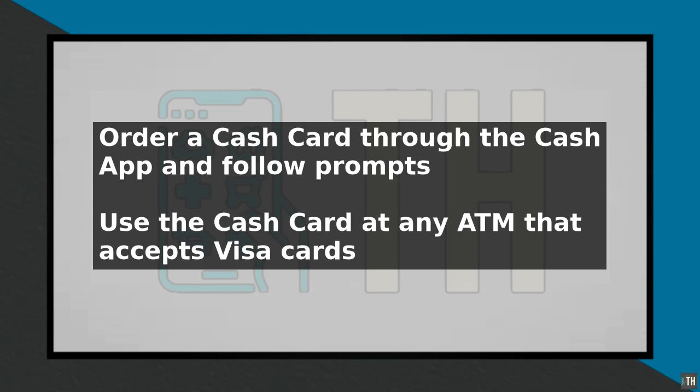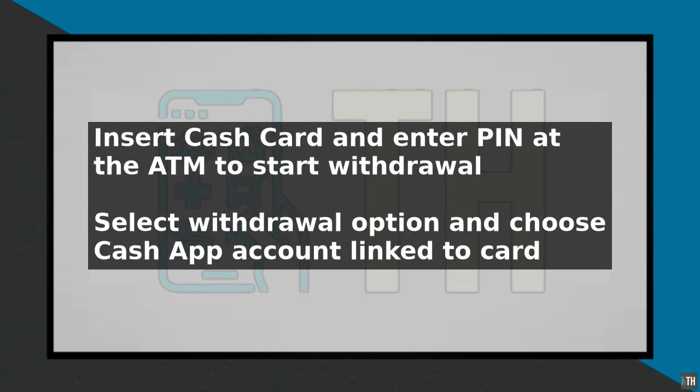Once you find an ATM, insert your Cash Card and enter your PIN. Next, select the withdrawal option from the ATM menu and choose the account you want to withdraw from. In this case, you will choose the Cash App account linked to your Cash Card. Enter the amount you want to withdraw and confirm the transaction.